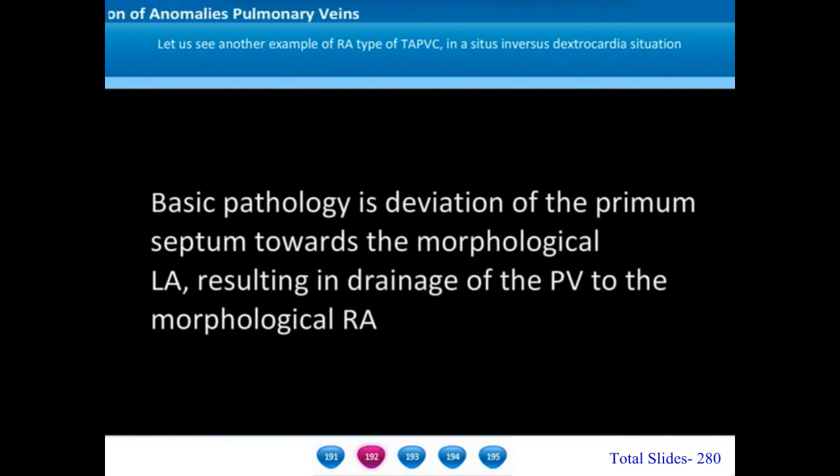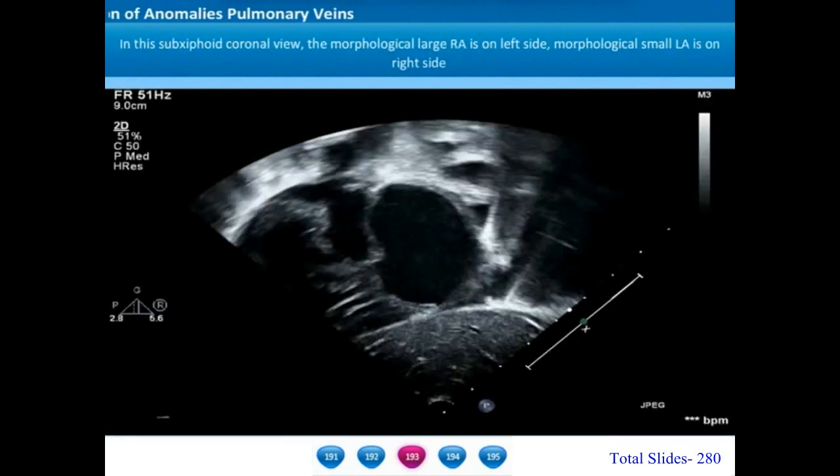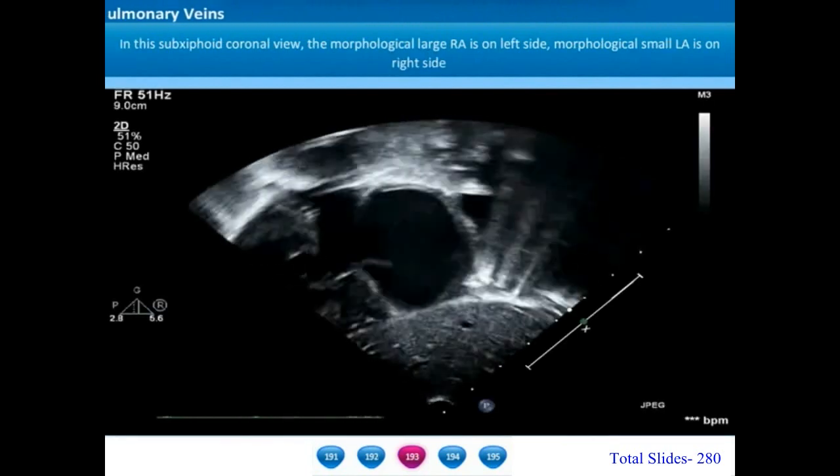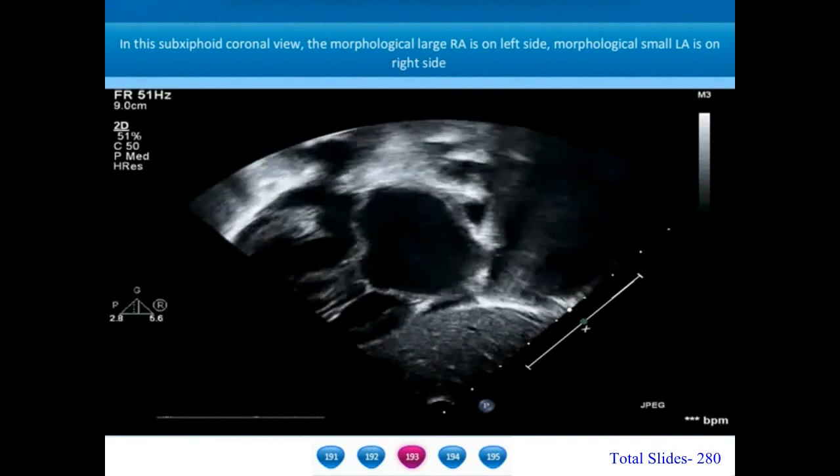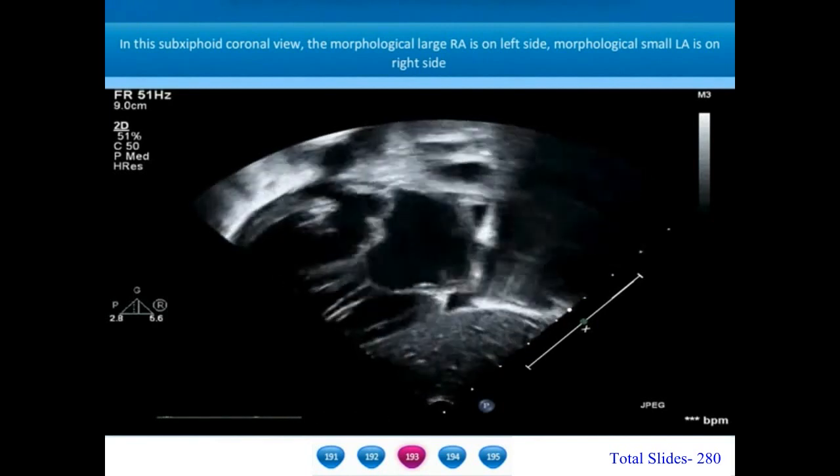We will show another example of a right atrial type of TAPVC in a situs inversus dextrocardia mirror image situation. The basic pathology remains as the deviation of primum septum towards the morphological left atrium, thereby resulting in the drainage of all the pulmonary veins towards the morphological right atrium. A subxiphoid coronal view in this mirror image situs inversus dextrocardia.